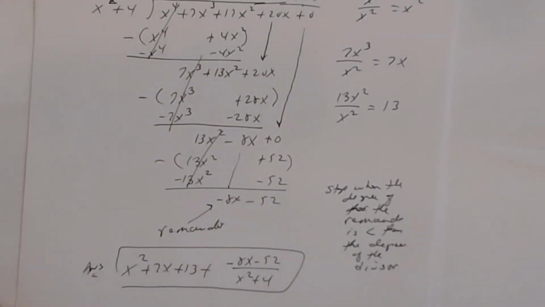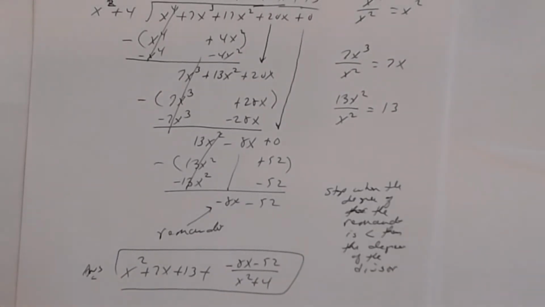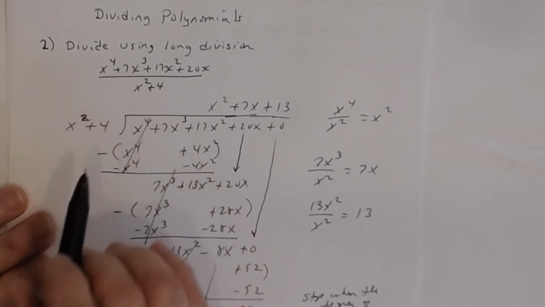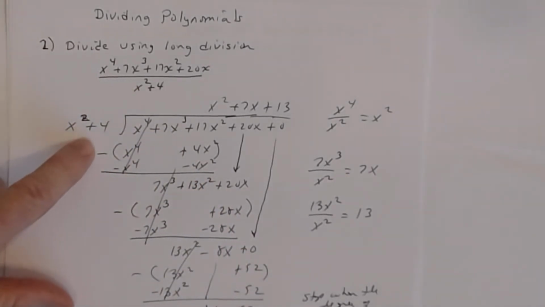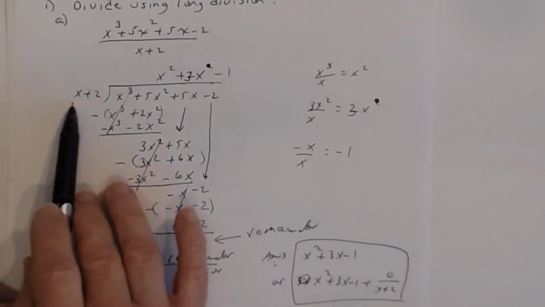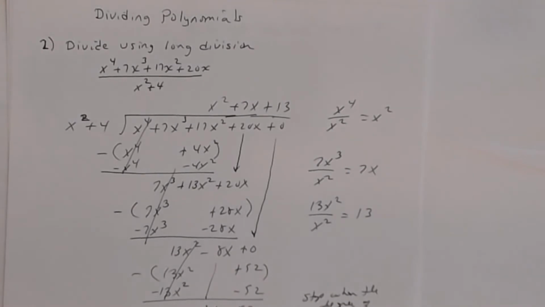That's all you do. All right, so that's long division where the divisor is not linear. Every problem you did last week, the divisor was linear. This time, the divisor is not linear.